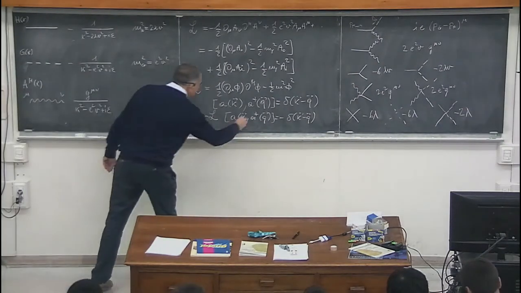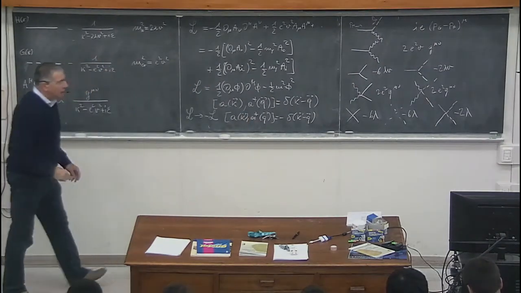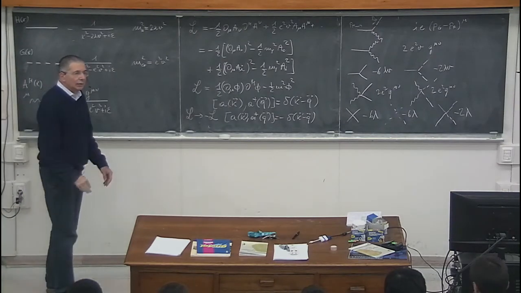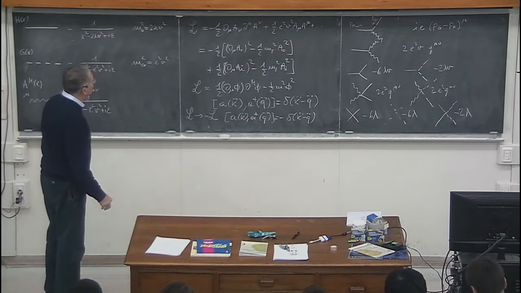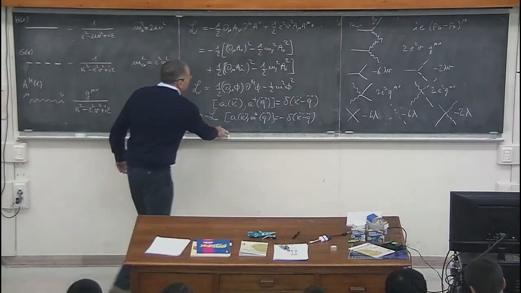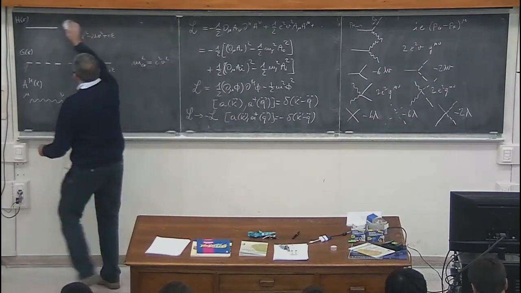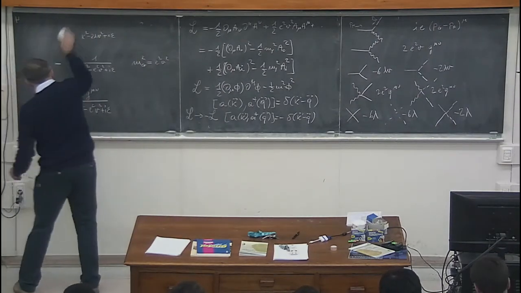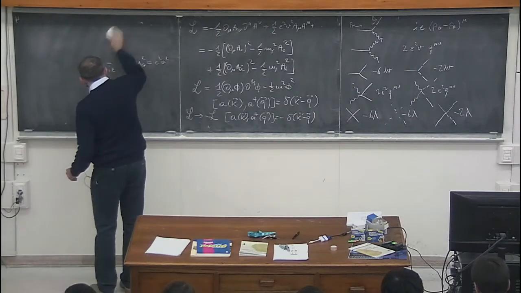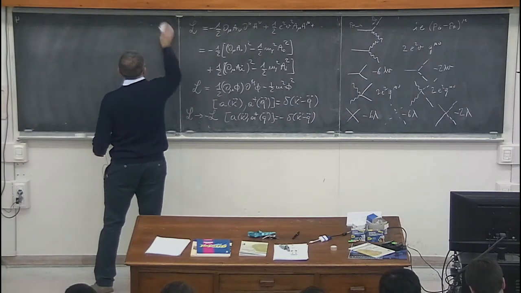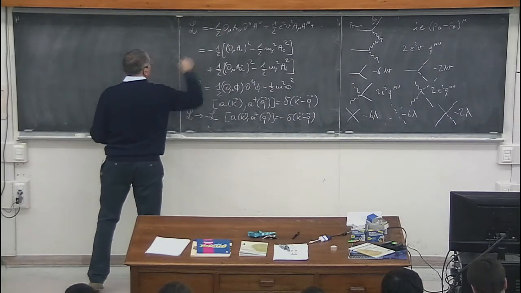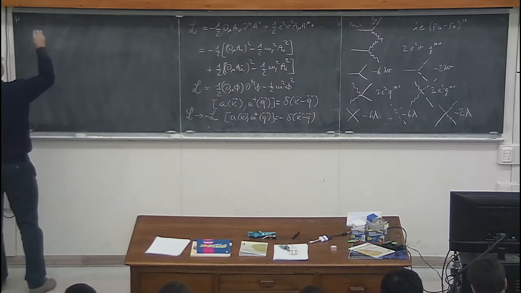Because changing the sign of the Lagrangian is equivalent to reversing the sign of the conjugate momentum. So, I can write the free field solution of the equations of motion for the vector field A mu like this.